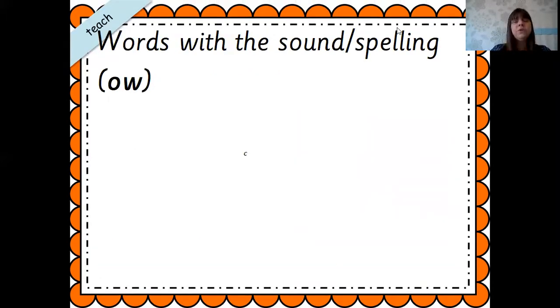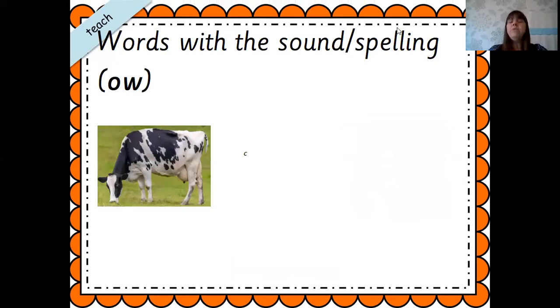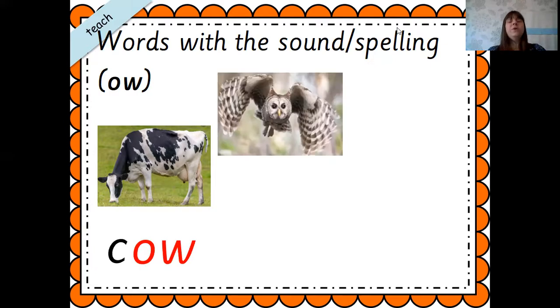So the first one I've chosen is cow. Everybody, segmenting and blending hands. Sound out cow. C, ow, cow. Two sounds, but it does have three letters. Sound it out again. 1, 2, 3. C, ow, cow. Well done. Did you guess that word? Doesn't matter. There's lots of words.